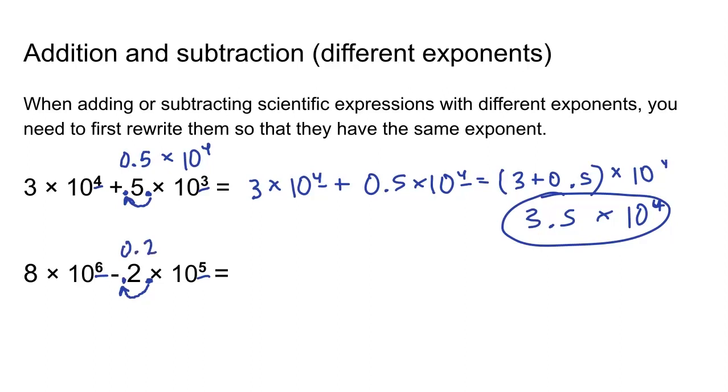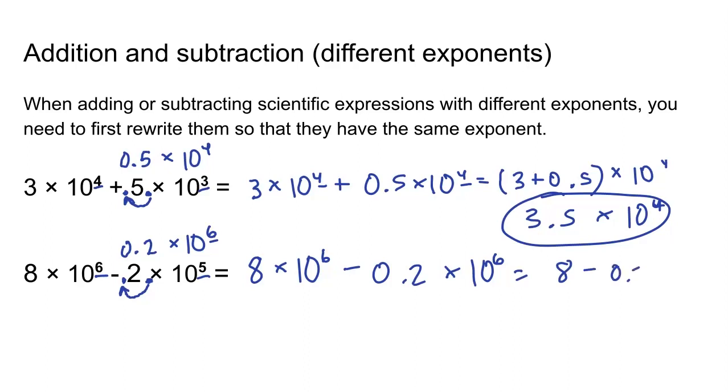And since you moved it to the left, which is decreasing it by a factor of 10, you need to offset that by adding 1 to the exponent. So that becomes 10 to the 6th power. And now you have the same exponent. So that gives you 8 times 10 to the 6th power minus 0.2 times 10 to the 6th power, which gives you 8 minus 0.2 times 10 to the 6th power.